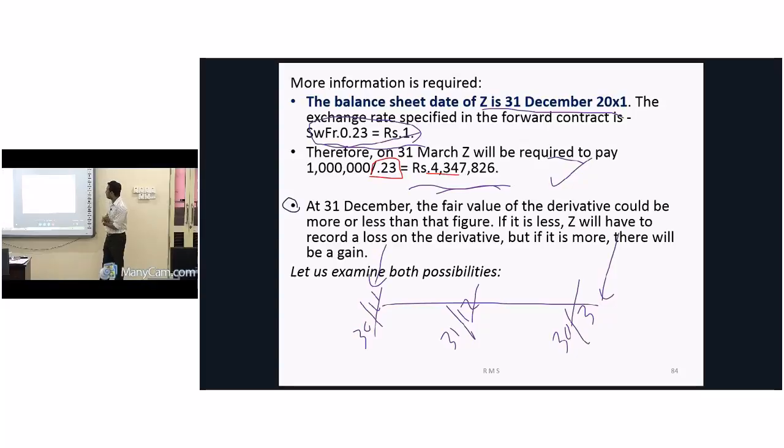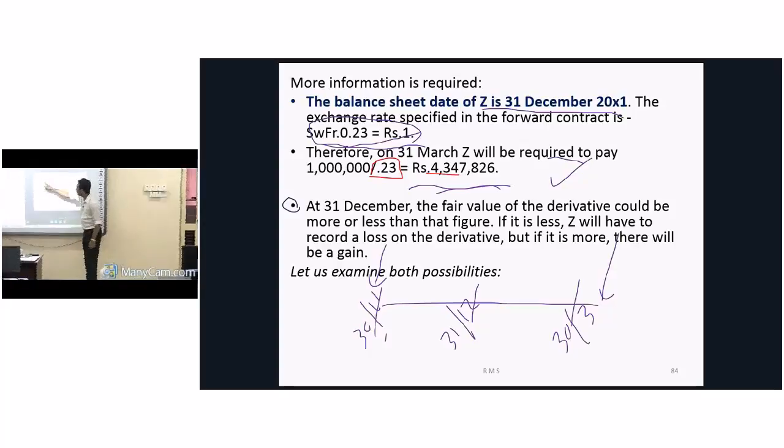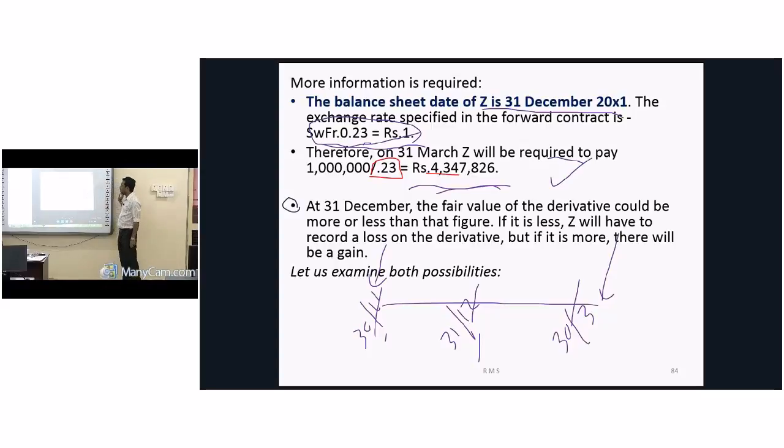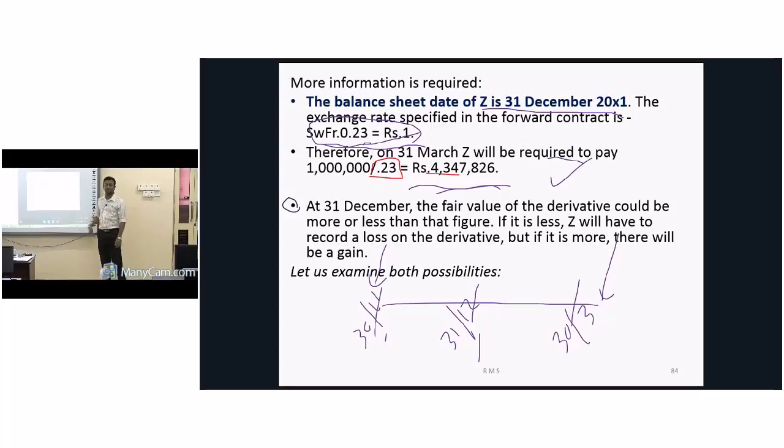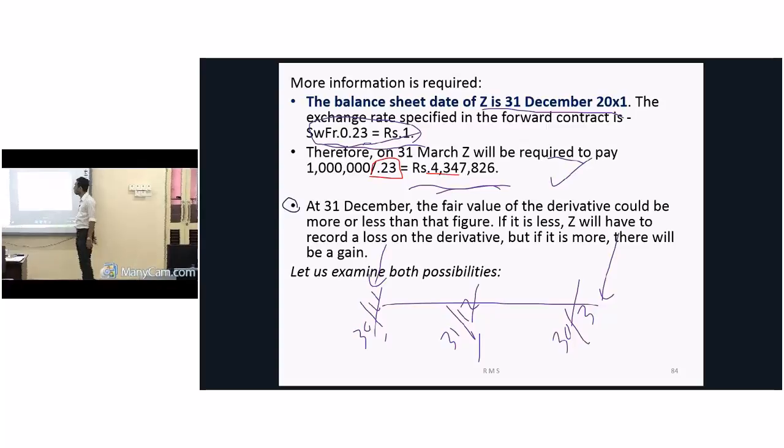At 31st December, the fair value of the derivative could be more or less than that figure. Yes, it's true. Why? Currency has changed. Sure, right? On this agreement date, it was around this much. But by 31st December, there may be a small deviation. You will have to record a loss on the derivative, but if it is more, there will be a gain. Yes, it's true. If the currency rate is appreciated, what happens? There will be a gain. If it is depreciated, there will be a loss.